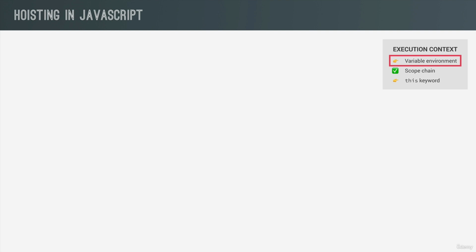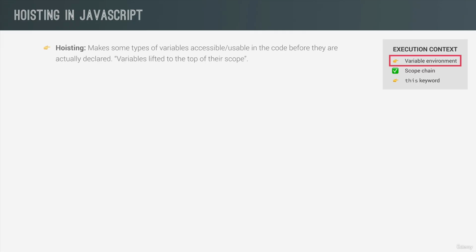So in JavaScript, we have a mechanism called hoisting. And hoisting basically makes some types of variables accessible, or let's say usable, in the code before they are actually declared in the code.